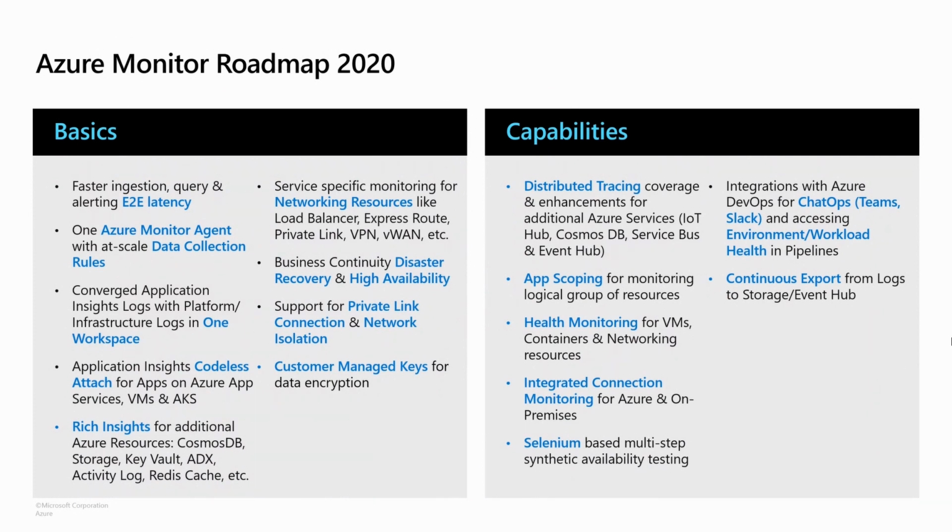Richer capabilities: we want to make diagnostics simpler by providing the ability to scope your apps and then enabling distributed tracing to detect and troubleshoot across the different components you've scoped, improving availability monitoring using Selenium, and connecting to different tooling like Teams and Slack through Azure DevOps for ChatOps to enable collaboration. And lastly, we recognize we use a variety of tooling and services. So we want to allow you to export the log data into storage or Event Hub so you can do your machine learning or other advanced analytics outside our environment.